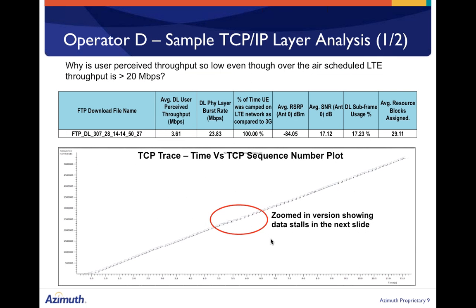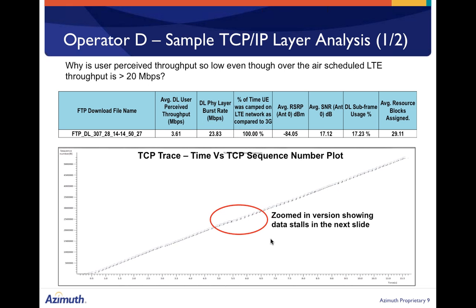So going to the next slide, what we did with operator D was we said, looks like when you look at things from the LTE network perspective, everything looks good. So let's start looking at the higher layers, like the TCP/IP layer, to really understand, when over-the-air speeds are high, why is that not leading to good user experience speeds? So we took some examples, typical FTP downloads, where the downlink user perceived speed was about 3.6 megabits per second. And in that same example, we saw that the network was offering a speed of 23 megabits per second at the physical layer. So this is again going back to the average speeds we were showing earlier, where physical layer speeds are high, but user perceived speeds are lower.